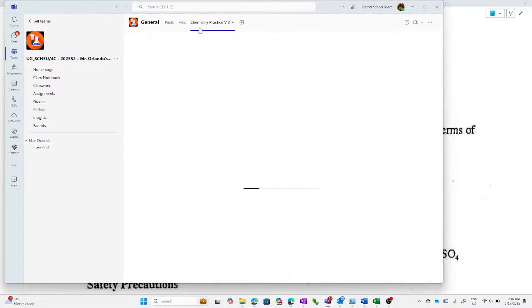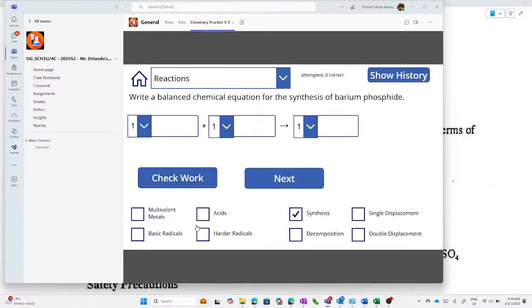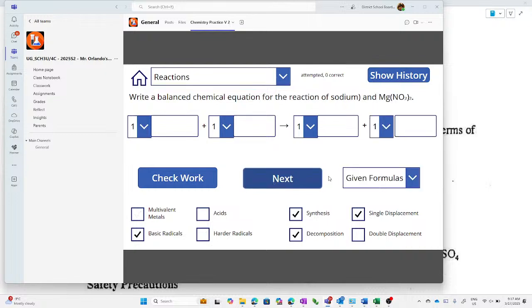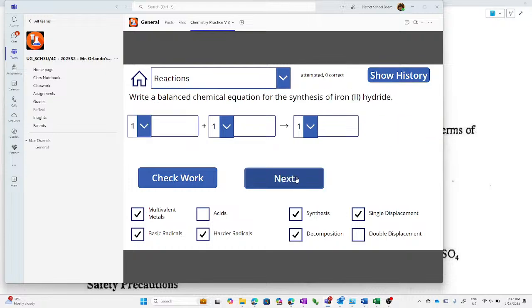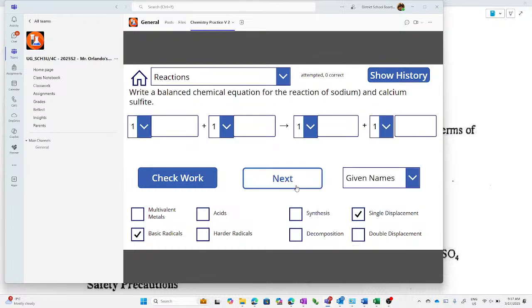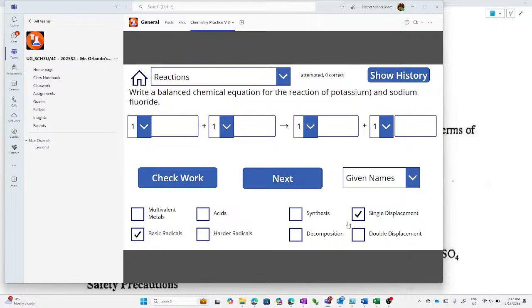So if you go on the chemistry practice app, you can go to reactions and you can say, hey, I want to make sure that I'm comfortable doing single displacement reactions, even if they include basic radicals, even if they include difficult radicals, even if they include multivalent metals. And right now, you can even set it so that it never gives you the formula, it gives you the name. And if you want to make sure that you're just getting practice with single displacement, then set it to single displacement, right? Why it keeps putting that bracket in there, I don't know. I screwed something up.